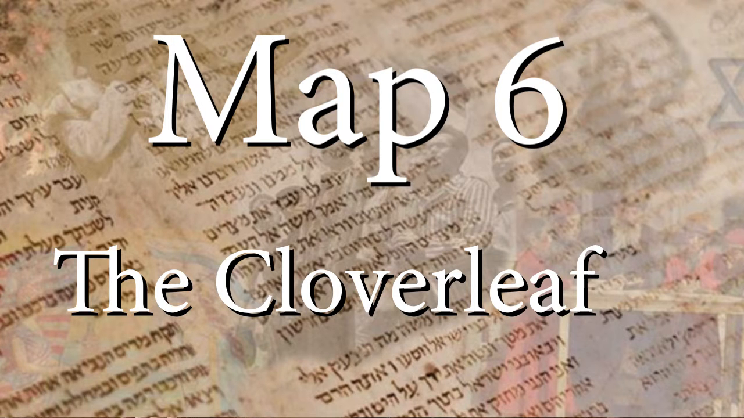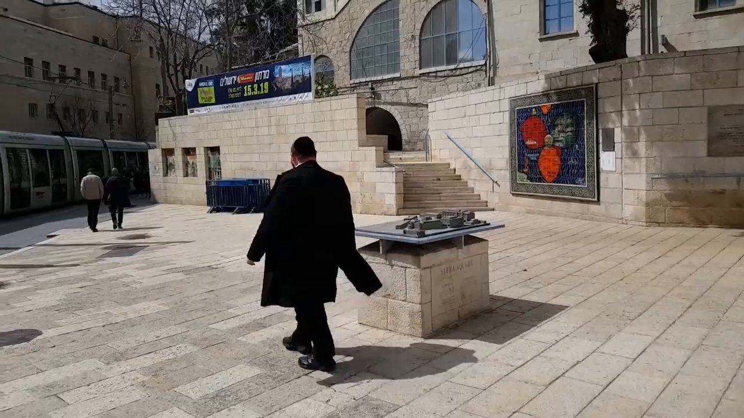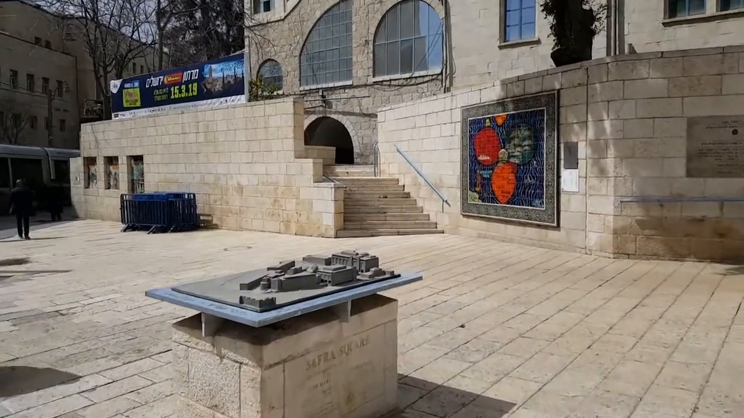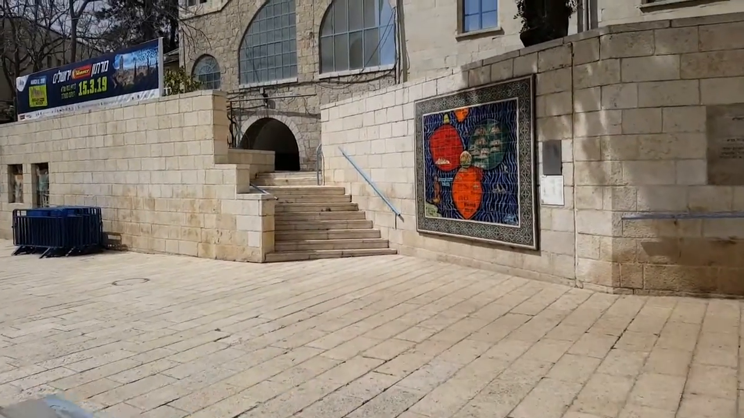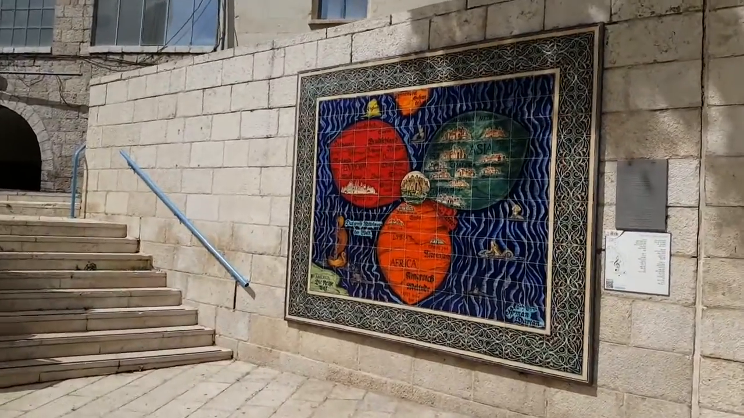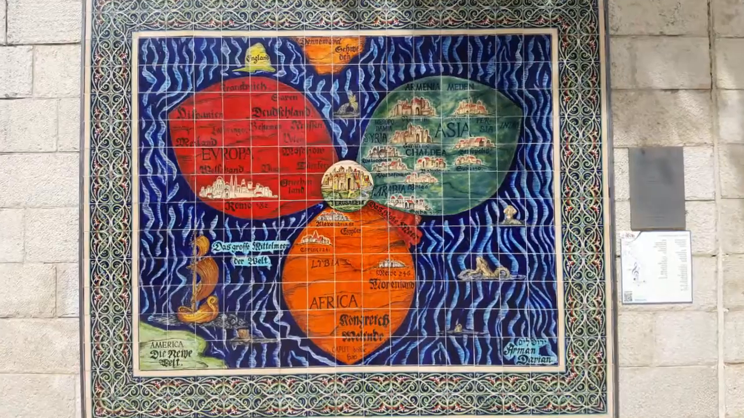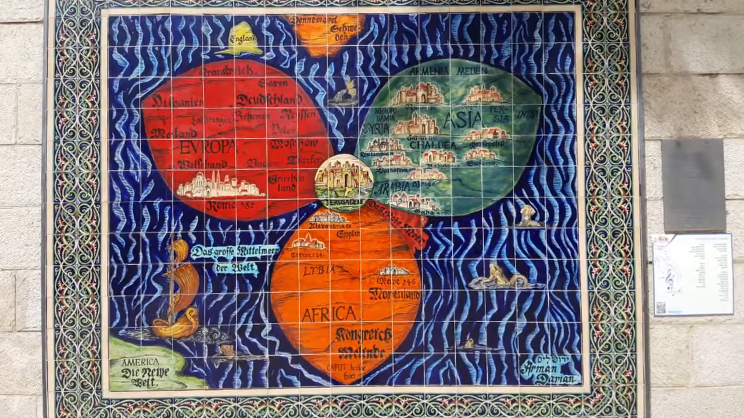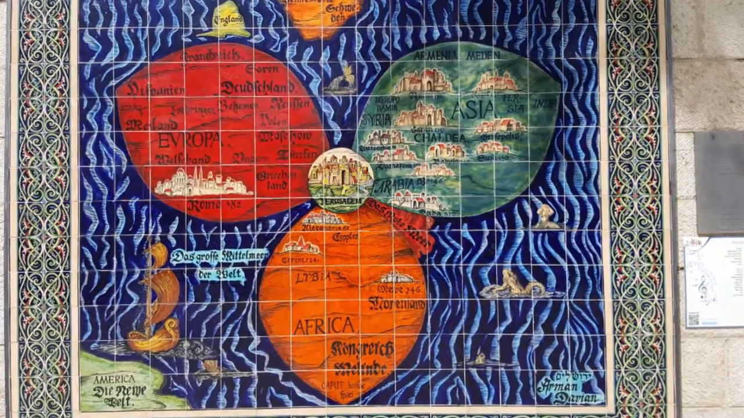Map 6, the Cloverleaf. If you've wandered the modern city of Jerusalem any time in the last 20 or 30 years, you've seen this map before. Its reproduction is on the wall right outside of City Hall. It's the Bunting Cloverleaf map, drawn by German Protestant pastor and cartographer Heinrich Bunting in 1581.